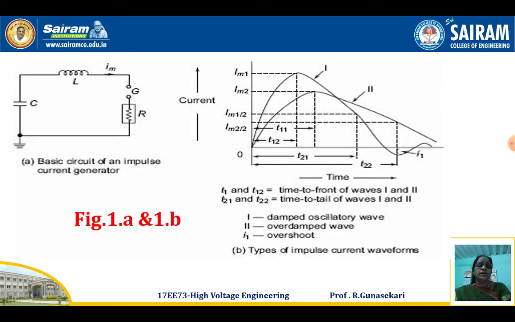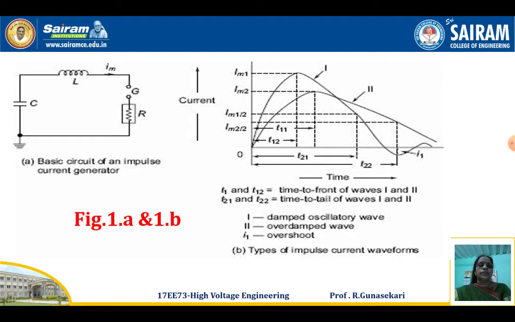The T11 is the time period of waveform 2 only. The first waveform is the damped oscillatory waveform. The second represents the overdamped waveform. The I1 is the overshoot waveform. All three are impulse current waveforms only, but of different types: the damped oscillatory, overdamped and overshoot. Three types of waveforms.